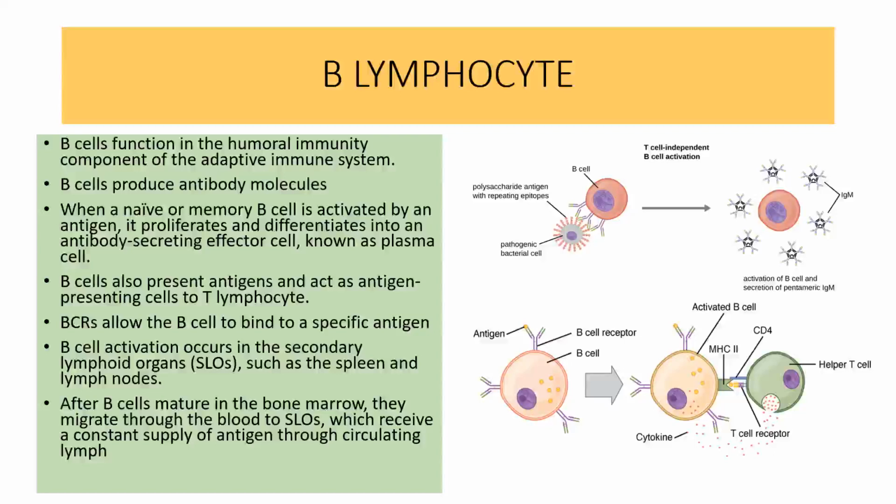So the BCR allows the B cell to bind to a specific antigen. B cell activation occurs in the secondary lymphoid organs, that is SLO. Secondary lymphoid organs are the spleen, lymph node and MALT. After B cells mature in the bone marrow, they migrate through the blood to the secondary lymphoid organs, which receive a constant supply of antigen through the circulating lymph.